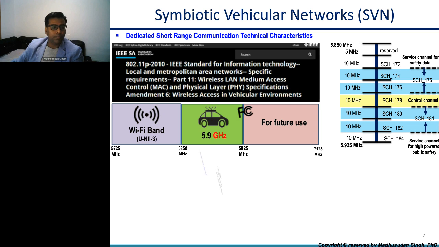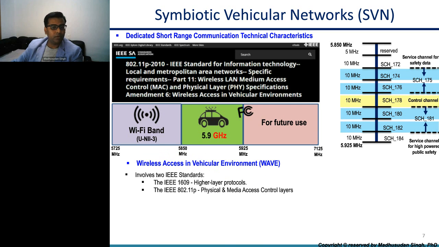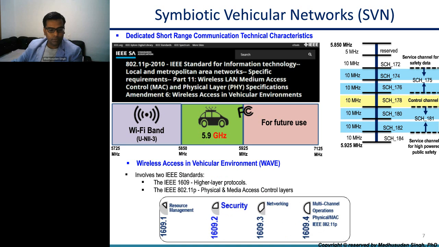So we talk about Amendment 6, wireless access in the vehicular environment, which is called WAVE. It involves two IEEE standards: the 1609 higher layer protocols and the 802.11p protocols. They combine these together. For example, 1609.1 is used for the resource manager.